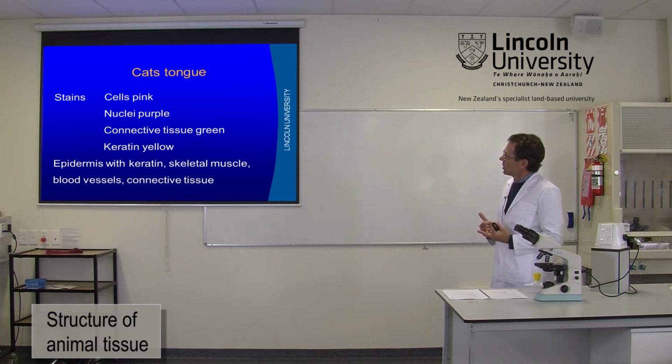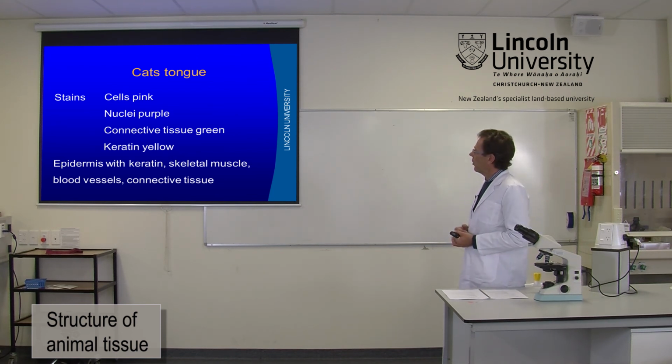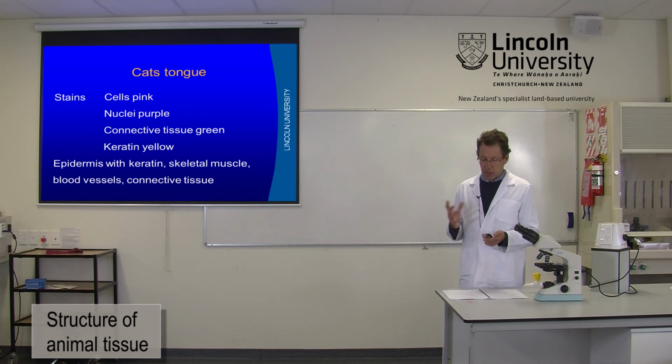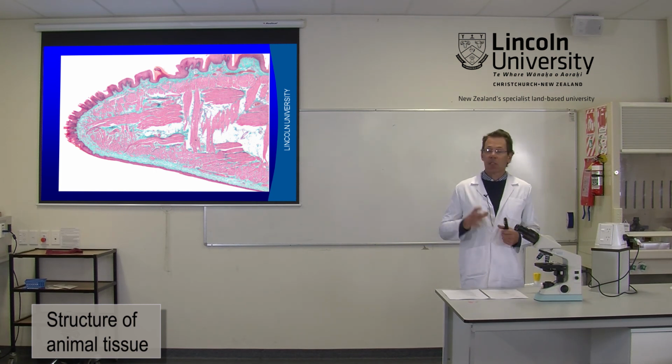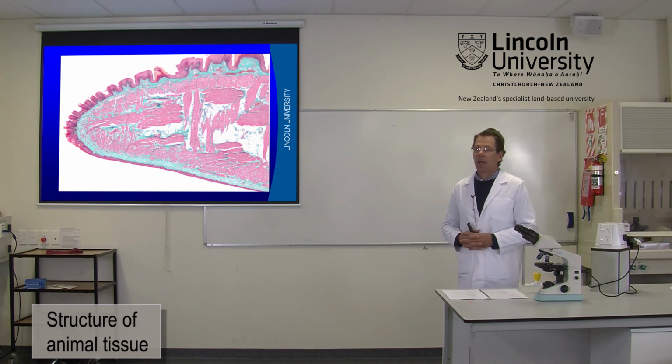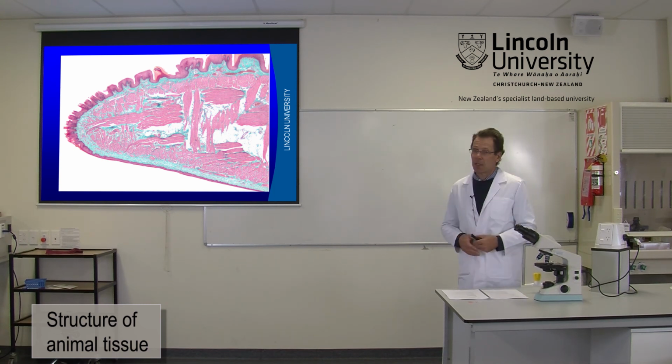So we're going to see the epidermis with this keratin on it. We're going to see skeletal muscle again. We'll also see blood vessels and the connective tissue, but this time stained a different colour. So this is the cat's tongue, and it's in the same orientation as the sheep's tongue that we looked at previously. So the tip of the tongue is over on the left hand side.